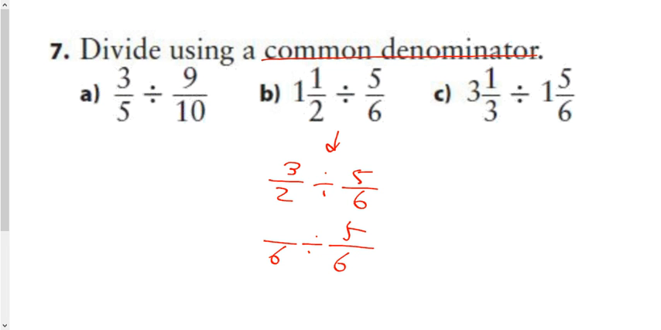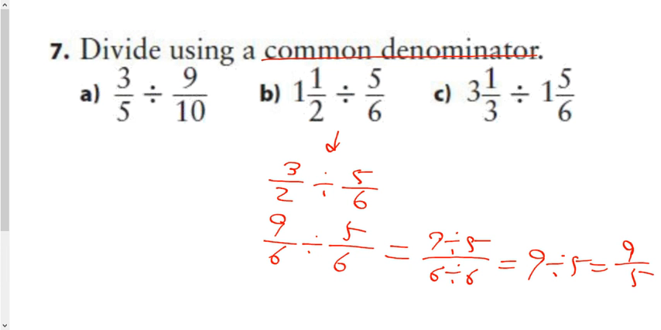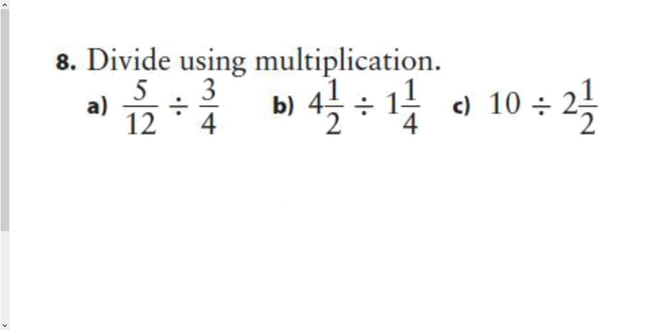5/6 will stay 5/6, and 3/2 will become 9/6. Divide the numerators. Divide the denominators. You're simply going to get 9 divided by 5, or 9/5 as an answer, which of course as a mixed fraction will be 1 4/5.